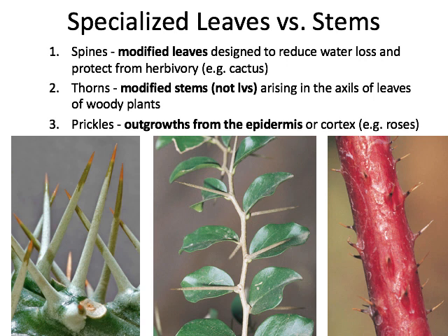Next up is a thorn. A thorn is actually a modified stem, not a leaf. It's all about the position. A thorn arises from the axils of the leaves in woody plants. Therefore, these thorns arise from where the axillary bud was present. Lastly, some plants simply have prickles. It's neither spine nor thorn. These are just outgrowths of the epidermis or outgrowths of the cortex. For example, the sharp things on rose bushes are just classified as prickles.